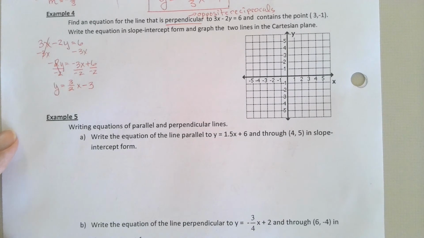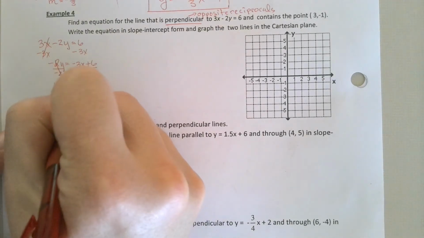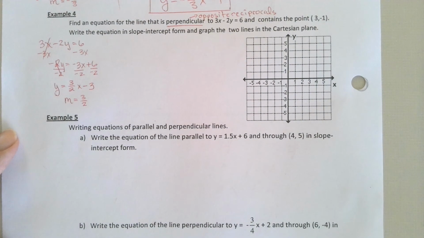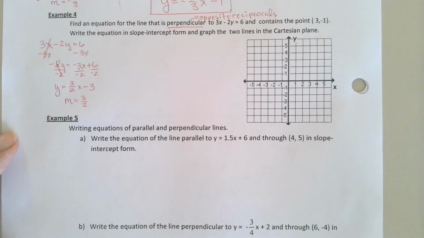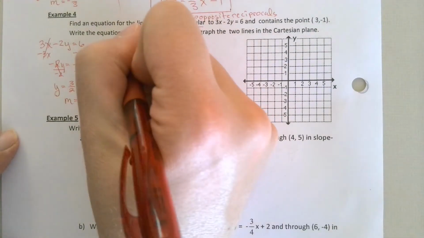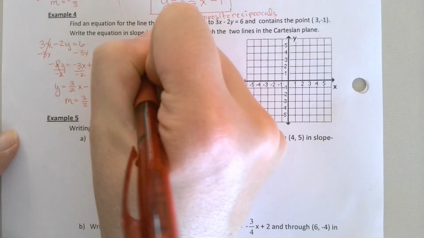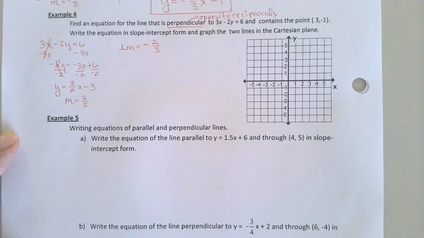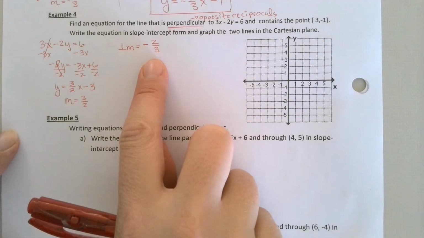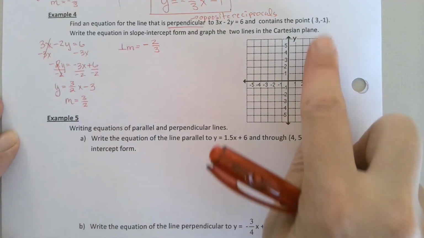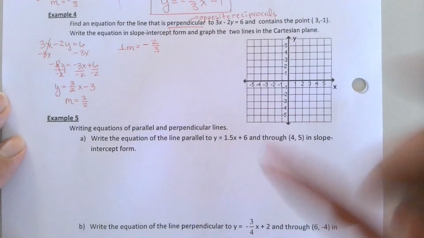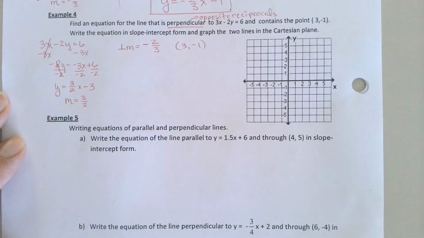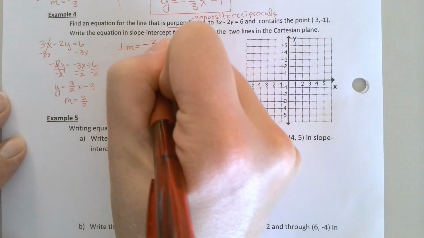So watch your negative signs. The slope of my original line is 3/2. Now, I'm only taking the slope, and my new slope is going to be the opposite, so negative 2/3. So now that I have my perpendicular slope, and I have the ordered pair that we want to anchor this through, which is 3, negative 1, I'm going to go ahead and use y equals mx plus b for this problem.